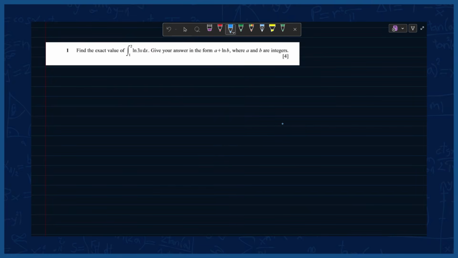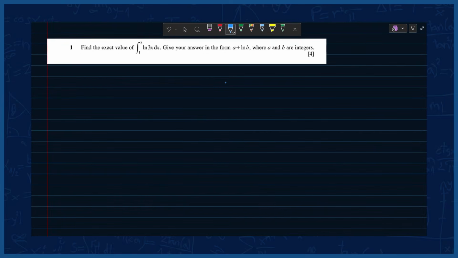Question number 1. Find the exact value of the integral from 1 to 2 of ln 3x dx. Give your answer in the form a plus ln b, where a and b are integers. So, if you want to integrate ln, we always do this by parts. So we're going to take this as a product of 1 multiplying the ln 3x.